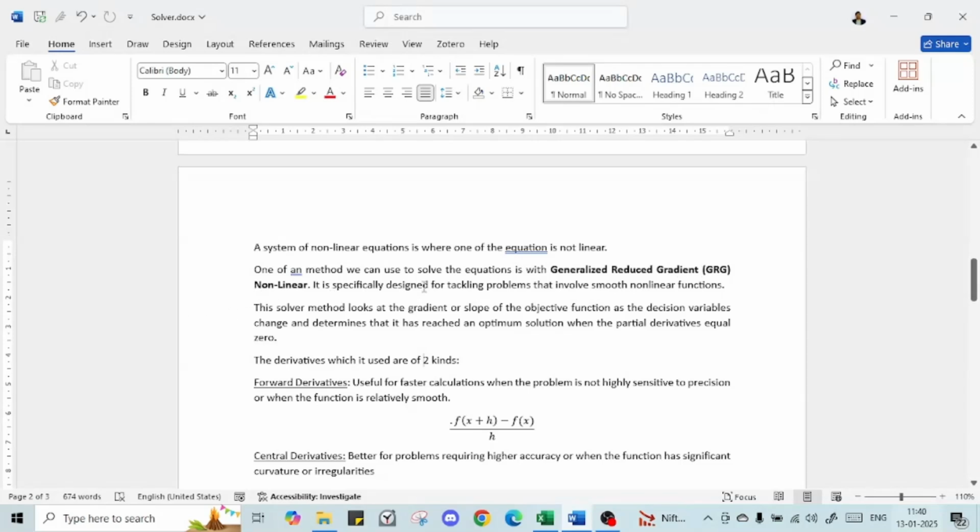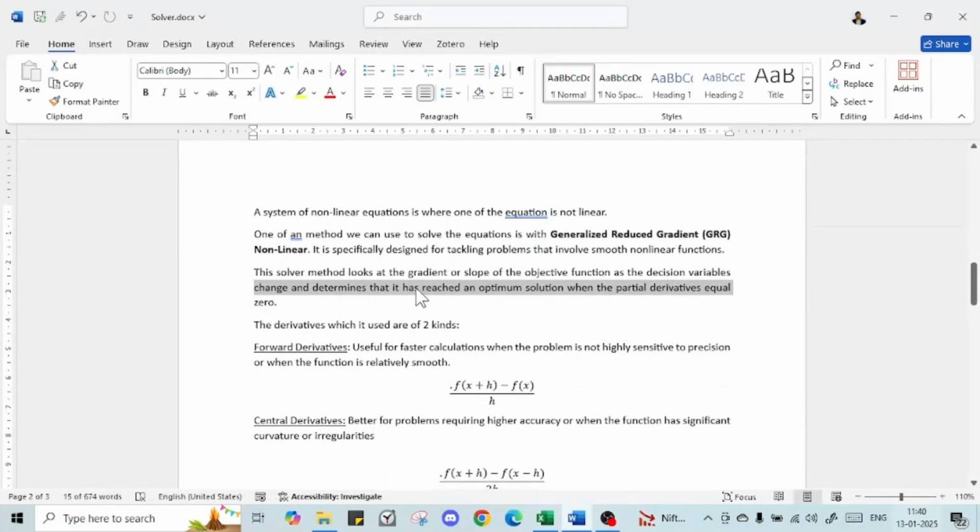It is specifically designed for tackling problems that involve smooth nonlinear functions. Remember that it is important that we tackle smooth nonlinear functions. The solver method looks at the gradient or slope of the objective function as the decision variable changes and determines that it has reached an optimum solution when the partial derivatives equal 0.